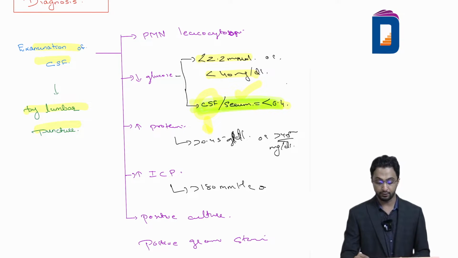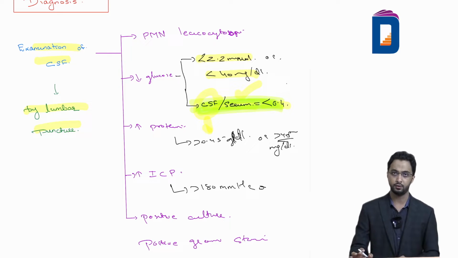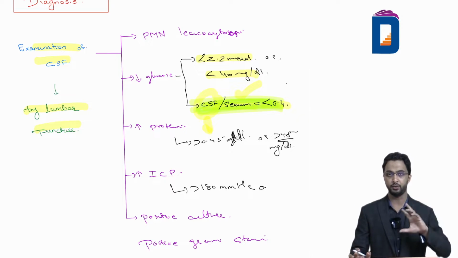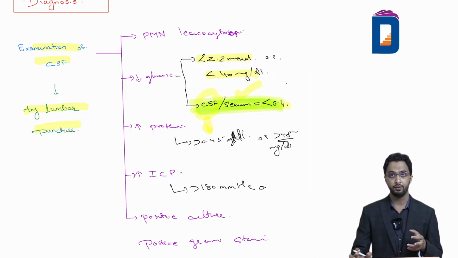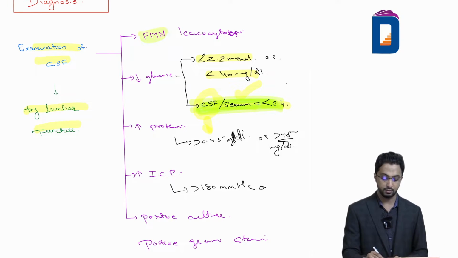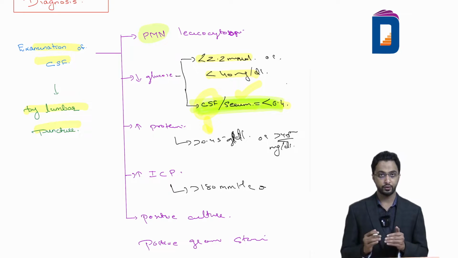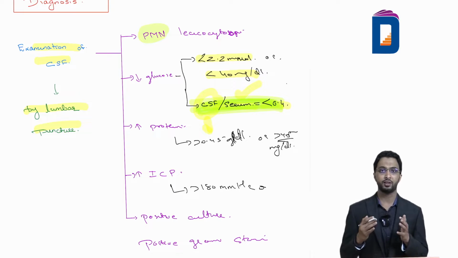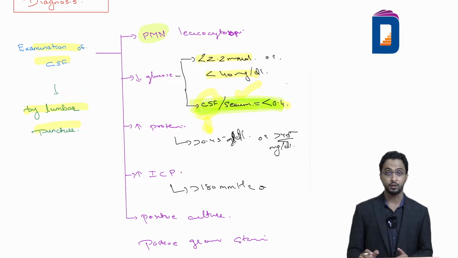More importantly, I personally think this is a very important question: a CSF to serum ratio less than 0.4 is suggestive of this, considering also the symptoms. And when you consider this, you also consider the PMNLs, because there is another meningitis which also produces less than 0.4, but its results are not PMNLs. We're going to see that next.